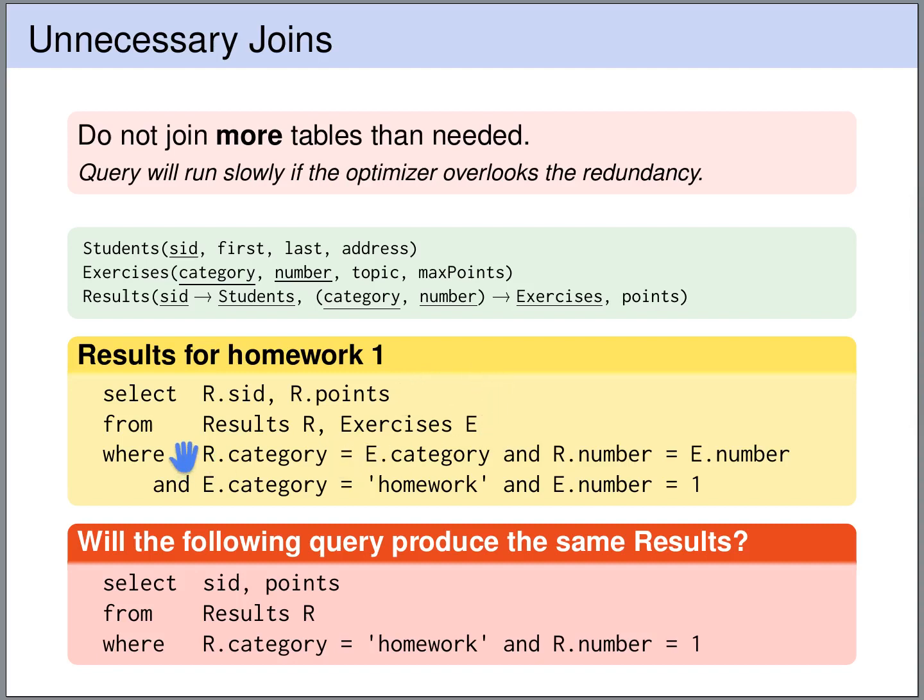However, this join condition corresponds to the foreign key relationship. So we know that for whatever result we look at, so whatever r.category and r.number is, there's precisely one matching tuple in the exercises table, because the category and number is a key for the exercises table. So for every row in results, we have precisely one matching row in E, so that means we can eliminate this query about the table E without changing the result. So these two queries indeed will give the same result.